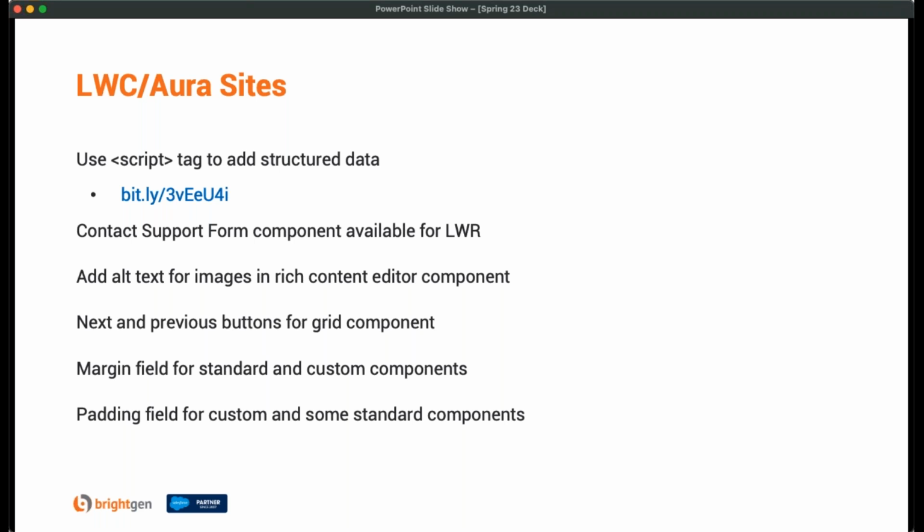You can add alt text for images in the rich content editor component, and there are next and previous buttons available now for the grid component. Margins are also supported now for standard and custom components, while padding is supported for custom and some standard components not listed. This is kind of with margins and padding edging ever closer to the pixel perfect dream of being able to assemble something and have it all look exactly as you want through clicks, not code.